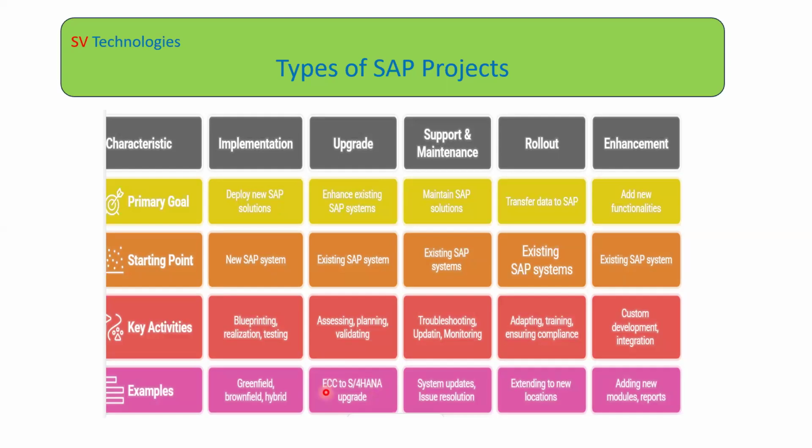Earlier, they upgraded from R3 to ECC. Now the latest version is S/4HANA. If any client wants to upgrade from their existing version to S/4HANA, those kinds of projects are called upgradation. Here you can see it starts from the existing SAP system. We are not starting from scratch. Whatever SAP version they have, from that version we are going to upgrade to the latest version.